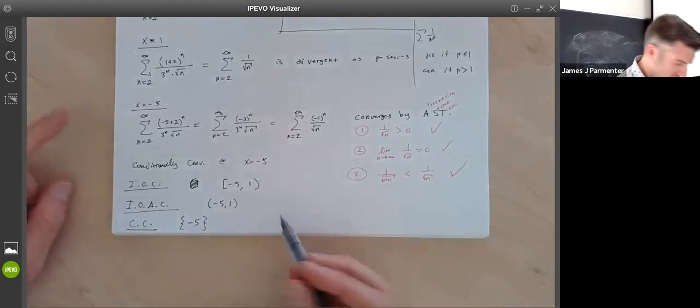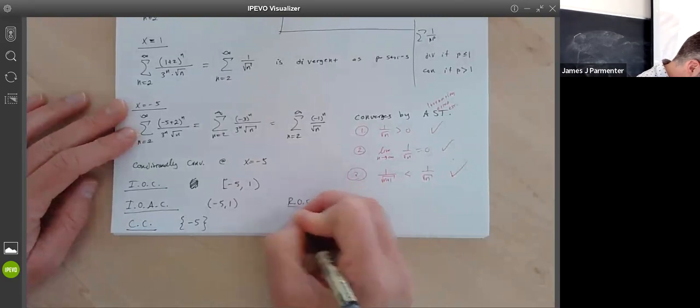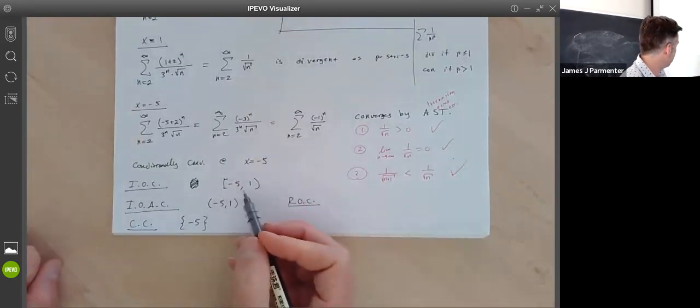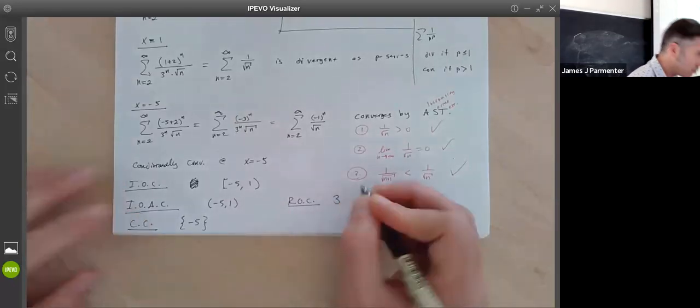And then, okay, yeah. What was the last thing? Oh yeah, radius of convergence. We already said it, but if you look at the length of that interval, 1 minus -5 is 6, and 6 divided by 2 is 3.